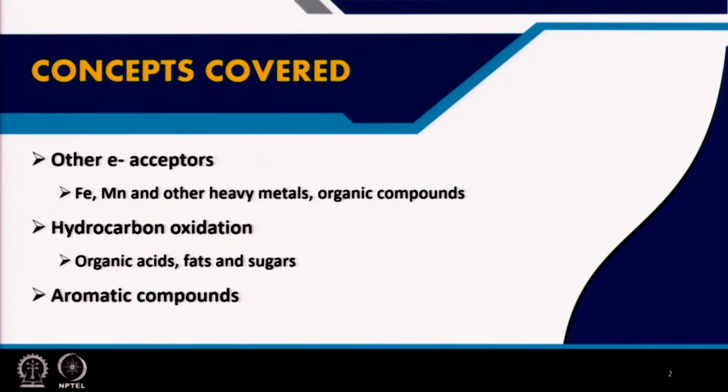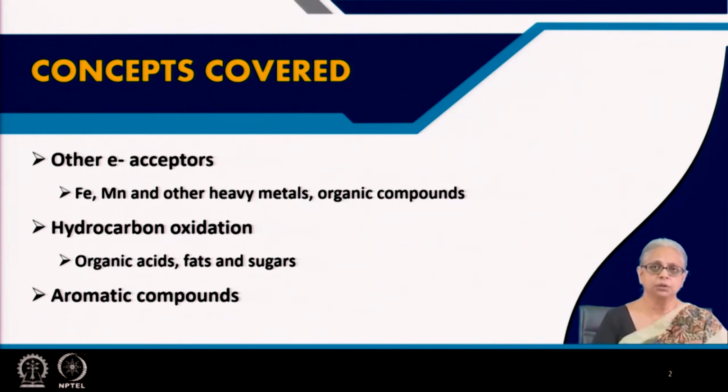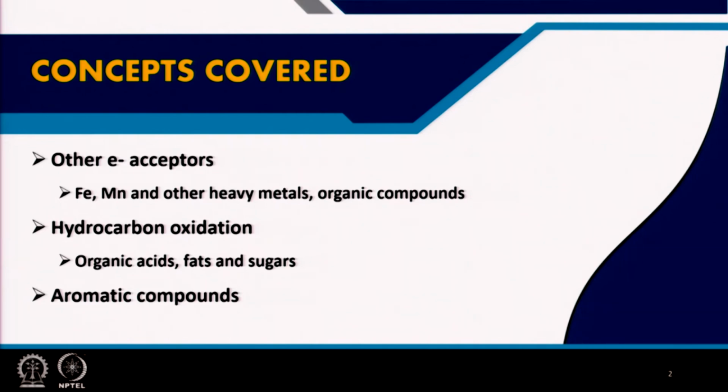So in this lecture, we are going to look at some other alternative electron acceptors. We'll take a look at iron, manganese, several other heavy metals, organic compounds. All of these can serve as electron acceptors, and we'll look at the bacteria that are capable of utilizing them.